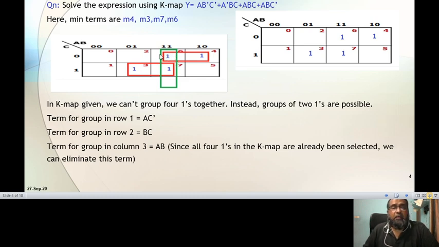Since it is extra, we don't want to take that term. So finally the answer will be AC bar plus BC, because cell 6 is already taken by another group, cell 7 is also taken by another group, so we don't want to add an extra term in the final equation. So y is equal to AC bar plus BC.